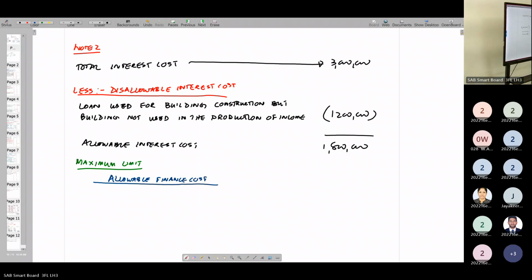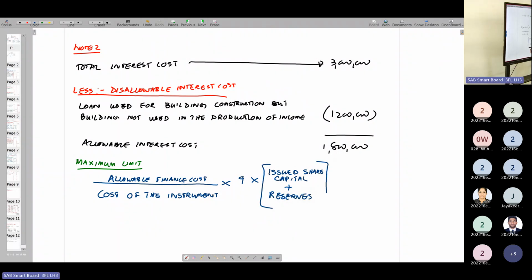Divided by cost of borrowing, cost of the instrument. Multiply by 4 times issued share capital plus reserve at the end of the year. Right? Have they given the borrowing cost?